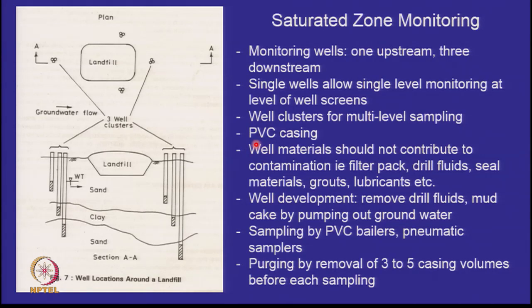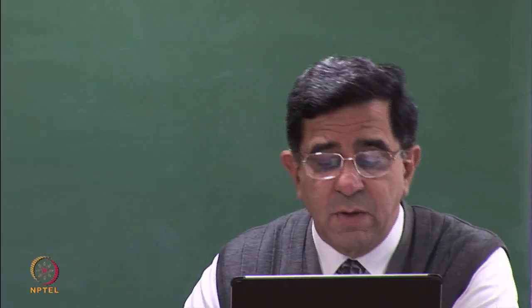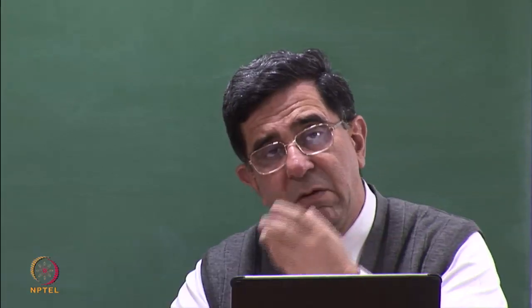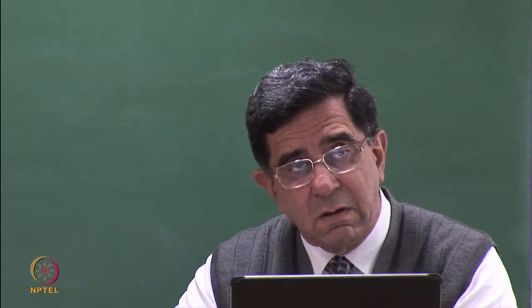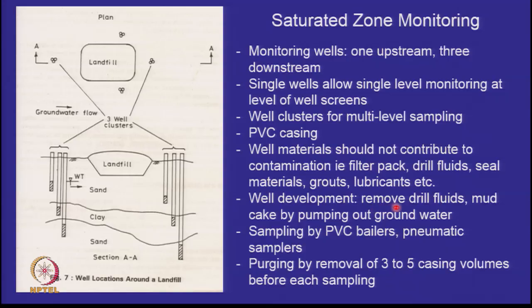Preferably for groundwater quality monitoring, we should not have cast iron casings but PVC casings. We should avoid materials which can cause contamination of the groundwater because of the drilling process itself. Drill fluids, seal materials, grouts, they can all cause problems. If we have inserted a lot of drill fluid, we have to remember that we have to do well development, that is, suck out all of these for several days or weeks before we can come back to the original groundwater which exists. So well development means removing the drill fluid and the mud cake by pumping out the groundwater.